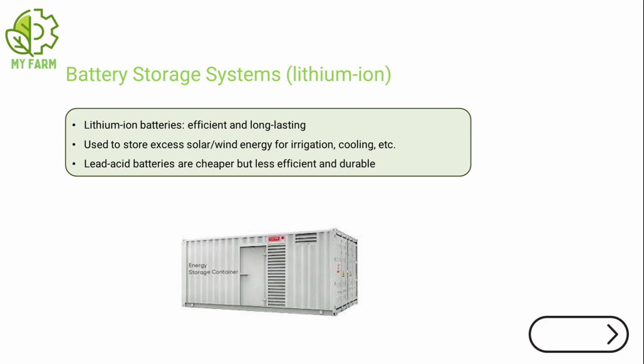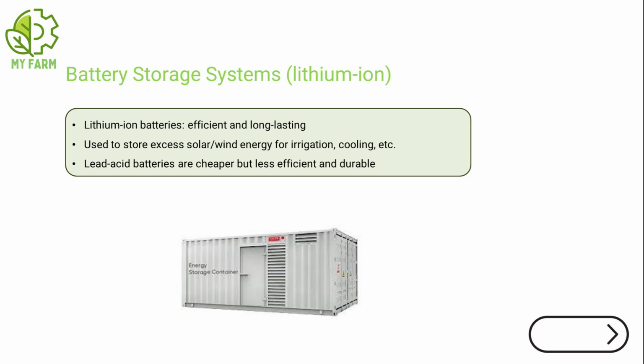in the long run. On the other hand, lead-acid batteries are more affordable and have been used in agricultural applications for decades. They are heavier and less energy-dense, meaning they require more space and maintenance. Lead-acid batteries are more prone to degradation over time and can lose capacity if not properly managed.